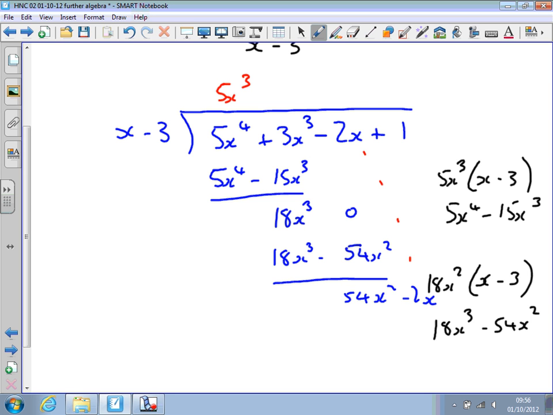And carry on. What have I got to times x by to get 54x squared? 54x. So plus 54x. Did I leave a term out, didn't I? Plus 18x squared, yeah. This is why it's always a good idea to wait till I've finished before you write it down. Plus 54x.